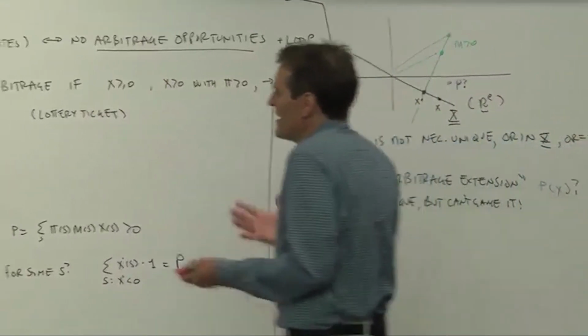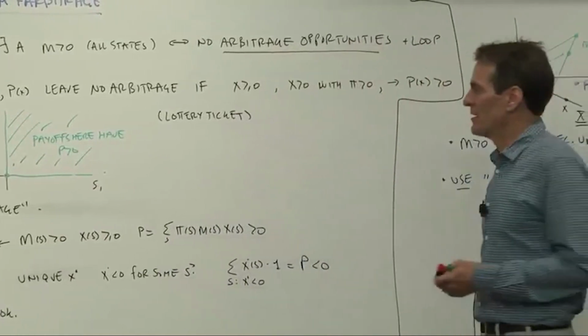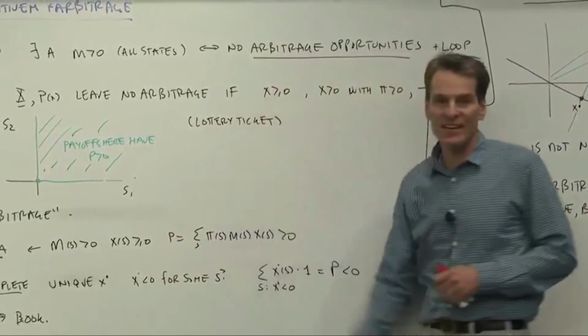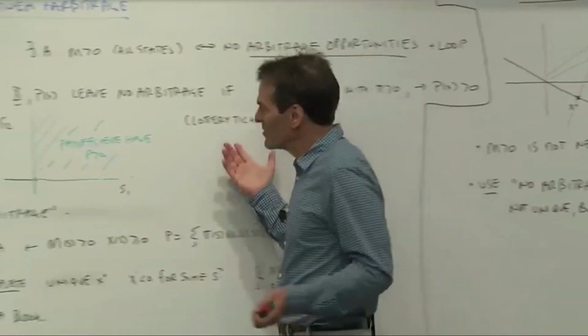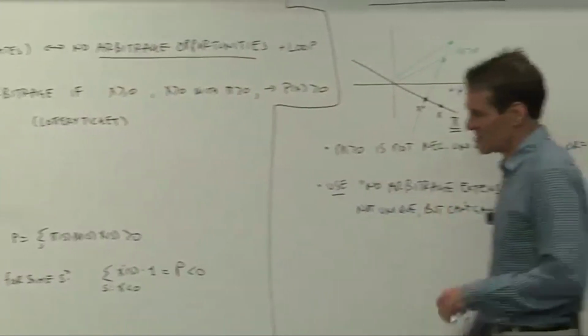Why is that? Well, again, that's a modicum of rationality. Something that might be worth something and can never lose you money has to have a positive price. A lottery ticket might be worth something. You're never going to lose money if somebody just gives it to you. That thing must have a positive price. That's the definition of arbitrage.